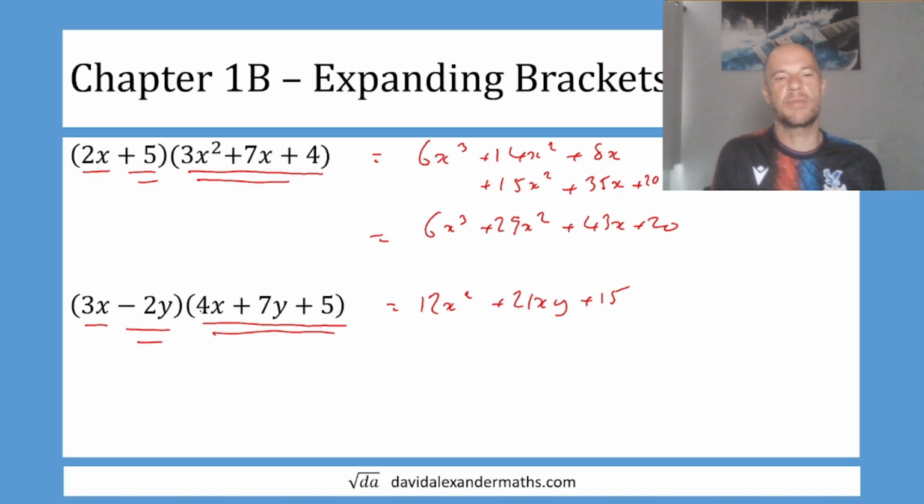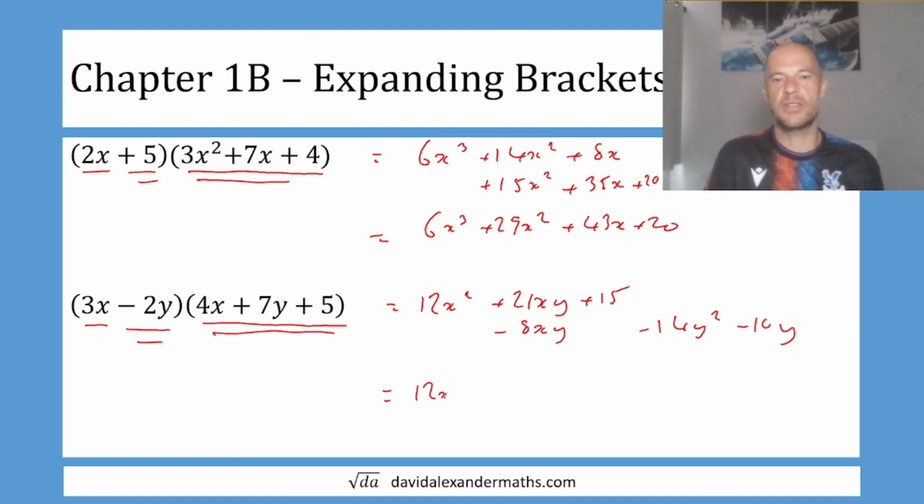Negative 2y times 4x is minus 8yx, or minus 8xy. Minus 2y times positive 7y is minus 14y squared. And negative 2y times positive 5 is minus 10y. Well, there weren't many like terms, so there's not much. Probably would have been just as easy just writing in one long line, but we'll tidy it all up.